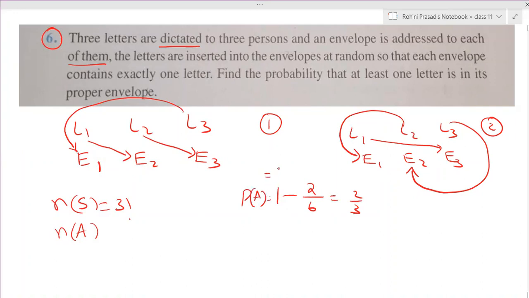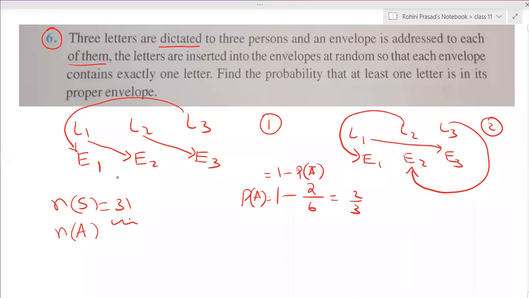Basically, we are using the formula that 1 minus probability of A bar we are calculating. So they want at least one of them to go to the right envelopes, and we calculated there are two cases in which none of them go to the right envelopes. So 1 minus the probability of none of them going to the right envelope. As it is a simple case, the total number of possibilities itself is 6. You can list the 4 favorable cases also, and then get the probability.